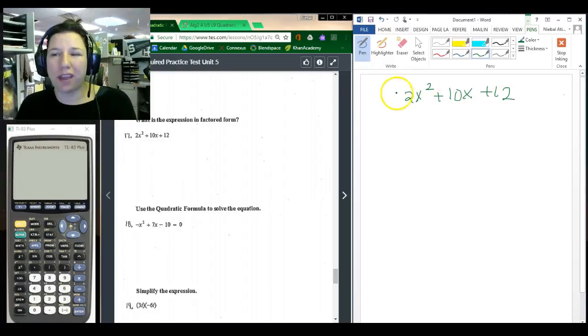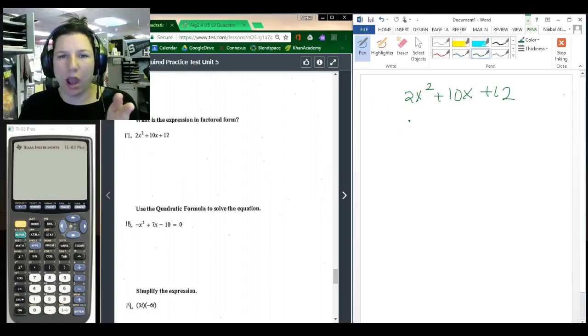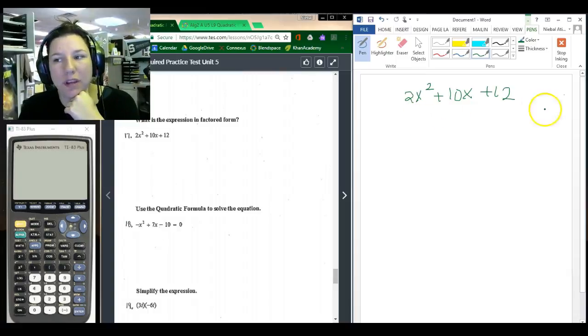What makes it difficult to factor is that there's a 2 in the front. It gives us more options when we're factoring and makes it more tricky. But if you take a look at the whole expression, you might realize, yeah, there's a 2 here, but here I have a 10 and here I have a 12. So you can factor out the 2.